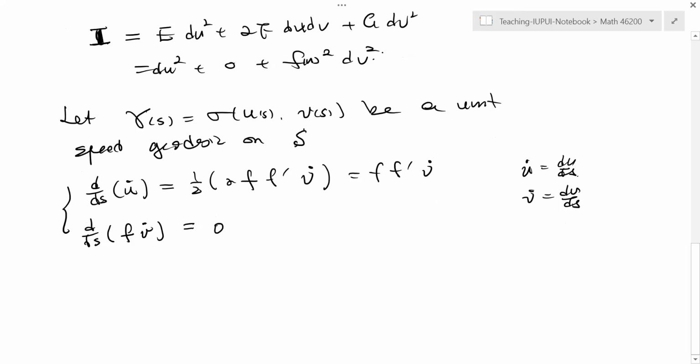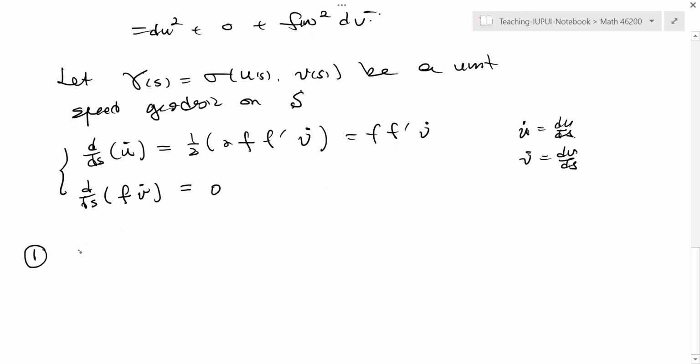So that's what we got. And from this, we can quickly figure out some special geodesics. Some special geodesics. So we can see that meridians are all geodesics. Let's state the first result: every meridian is a geodesic.